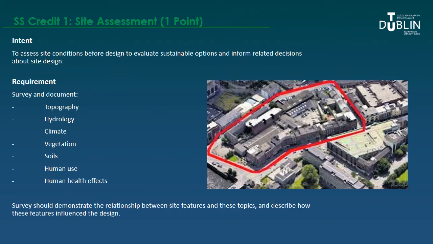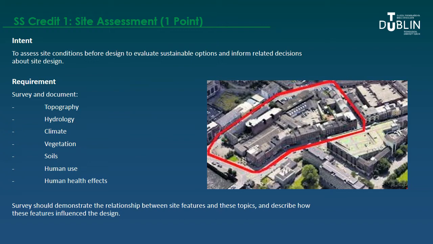So the first credit then, aside from the prerequisite, is about assessing the site. It's like a site analysis essentially that you might do in a project to assess the site conditions before the design, to evaluate sustainable options and to inform your ultimate design.